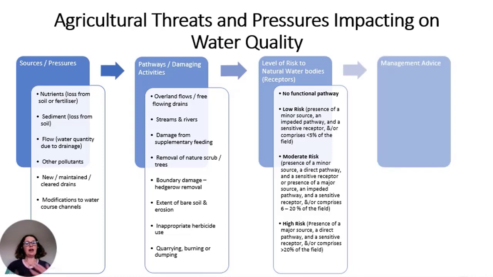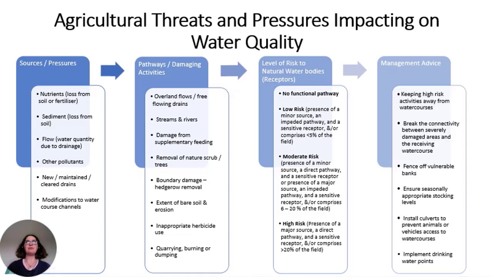And this, after we've identified what our damaging activities are in our pathways, and we've assessed our level of risk, ultimately around moderate and high risk situations, then you want to really decide on what your management advice is going to be. And some of the key management advice that's, I suppose, our easy wins are things like keeping high risk activities away from watercourses.